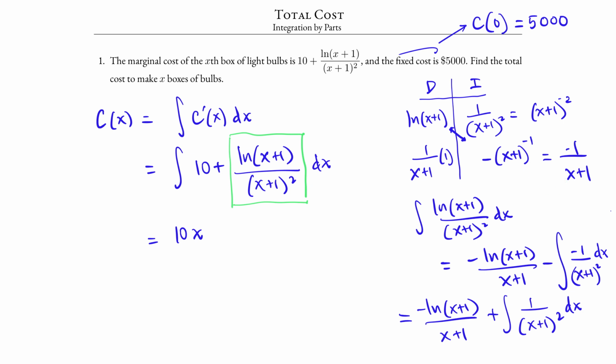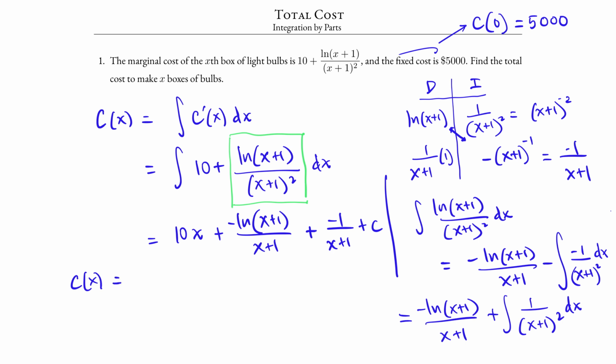But we know that the antiderivative of 1 over x plus 1, the quantity squared, is negative 1 over x plus 1. And so back to the main integral, the answer is 10x plus negative ln of x plus 1 over x plus 1 plus the antiderivative of 1 over x plus 1 squared, which is negative 1 over x plus 1. And don't forget a plus c. And so C of x equals 10x minus ln of x plus 1 over x plus 1 minus 1 over x plus 1 plus c.